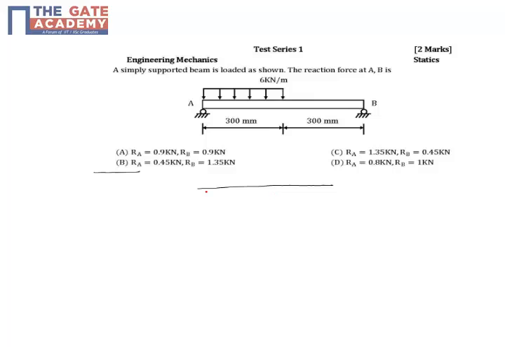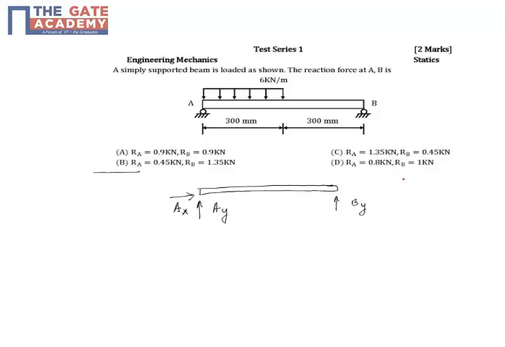So for this we try to draw the free body diagram of the beam with all the external forces as well as the reactions. A is a hinge, so I have AY and AX, because it restricts the motion in Y and X. This is a roller, so I have BY.